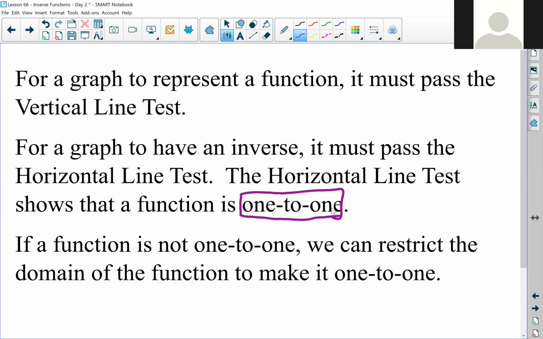If it's not one-to-one, and the quick example that comes to mind is a parabola, what we can do is just look at a certain part of that function to make it one-to-one, and then it will have an inverse. And we'll see one of those here in just a second. You'll also see a few on your homework.